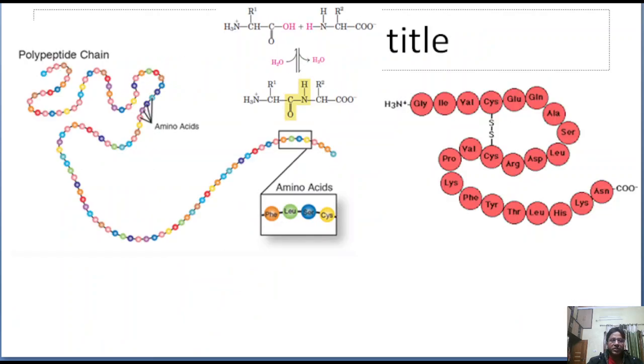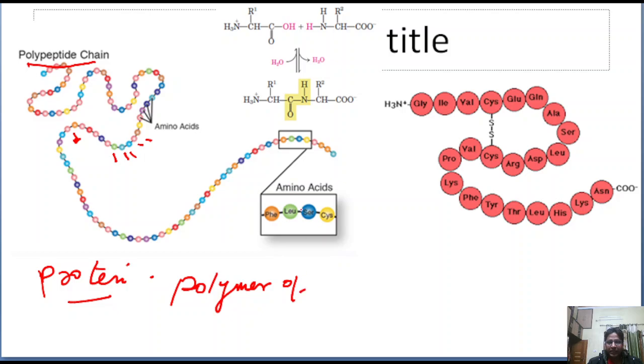This picture shows a polypeptide chain, and a large number of amino acids are linked to each other. These beads are like a structure; these are the amino acids, linked to each other. There are 100 or more amino acids linked, and they are linked by a bond known as the peptide bond. So we can say that protein is a polymer of amino acids.